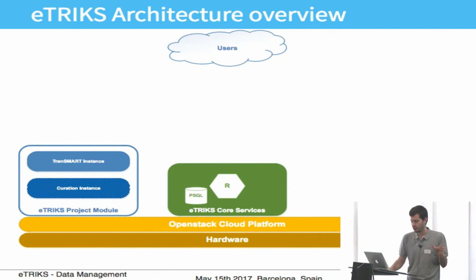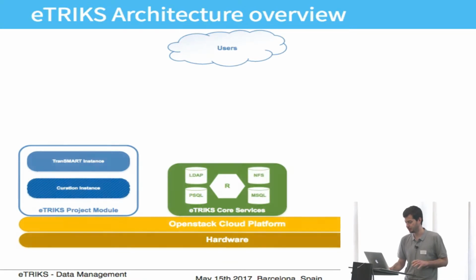All these modules rely on the core services, the two main ones being PostgreSQL and the R computation engine. But there are, of course, since it's a complex ecosystem, a lot of other critical systems that users might not be aware of, such as, for instance, the LDAP directory. That's where we store the user information.